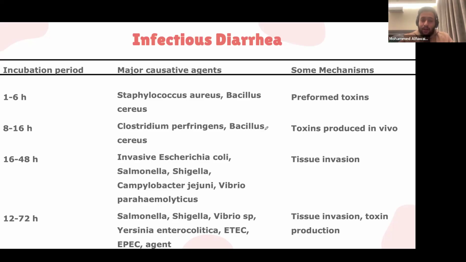Why does Staph aureus cause it very acutely within 6 hours? It's because of preformed toxins. Okay. It's already formed. It has these toxins, so it damages the GI immediately. Okay, which is the enterotoxin.